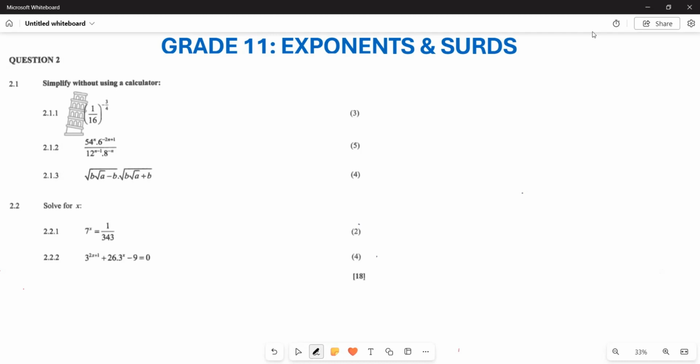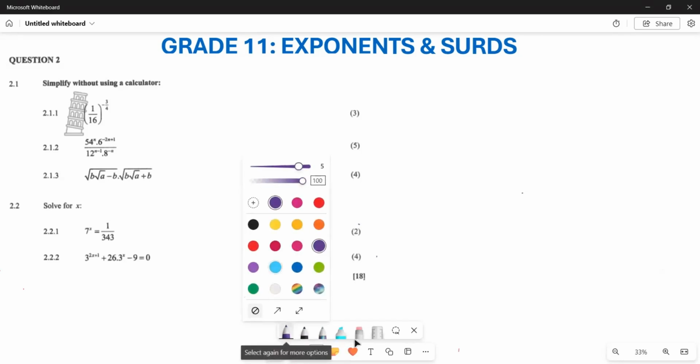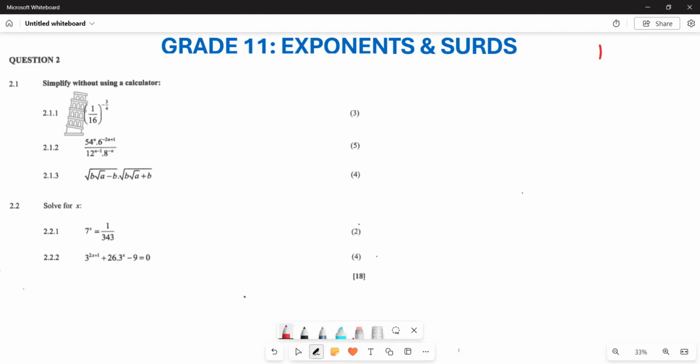Look, what is it that we are looking at now? I want us to look at these exponents and surds type of questions. What we are examining is a past paper, I think this is the KZN March test from 2023. I want us to examine this type of question and see what we can do here.